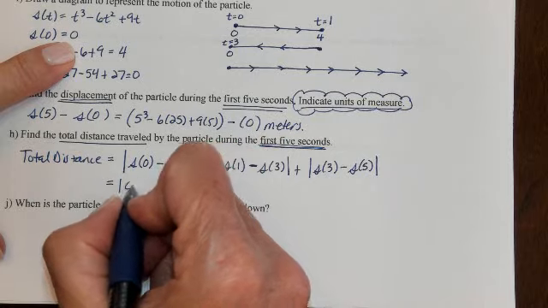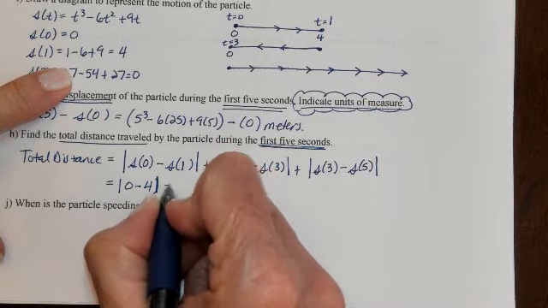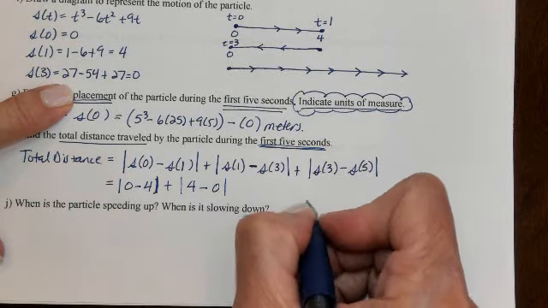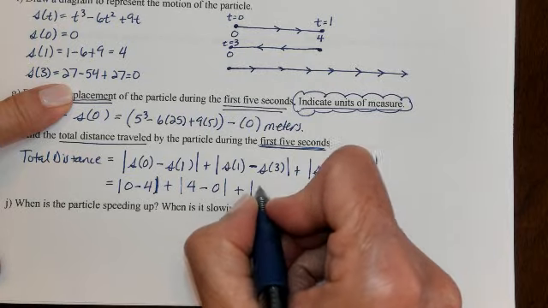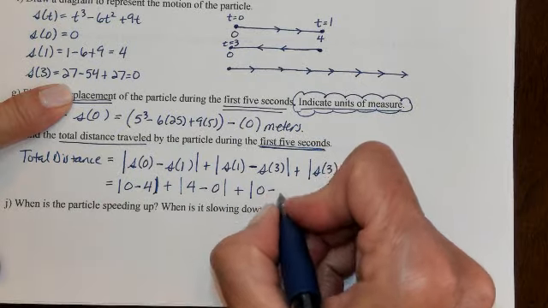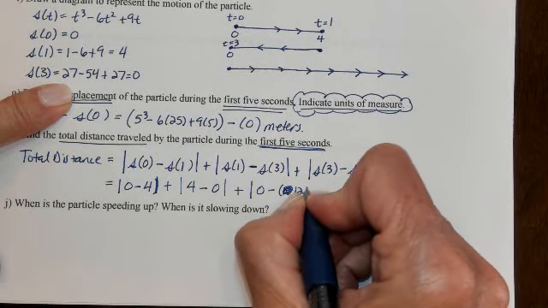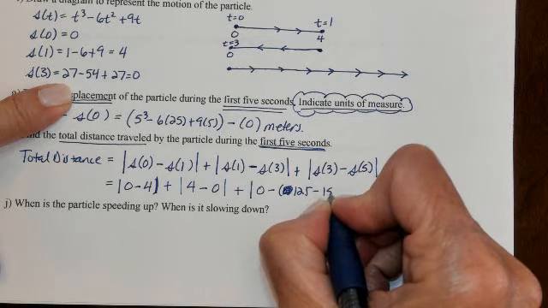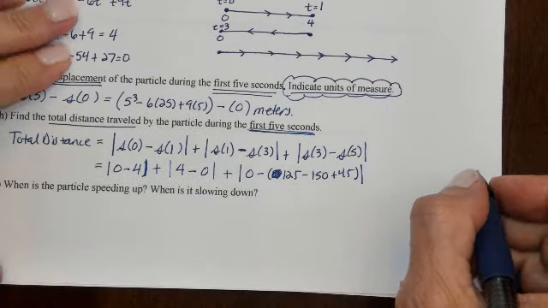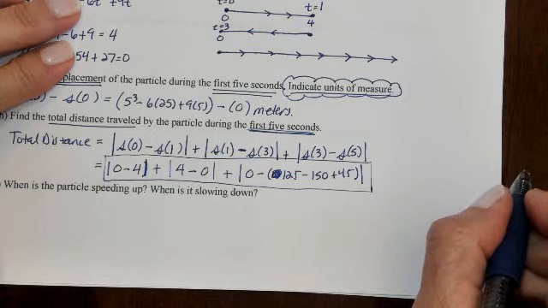So S of 0 was 0, S of 1 was 4, plus S of 1 is 4, S of 3 is 0, plus S of 3 is 0, S of 5 was up here. So, I mean, if it's free response, minus 150 plus 45. You could just do that. And this is actually a safe stop spot. Okay?